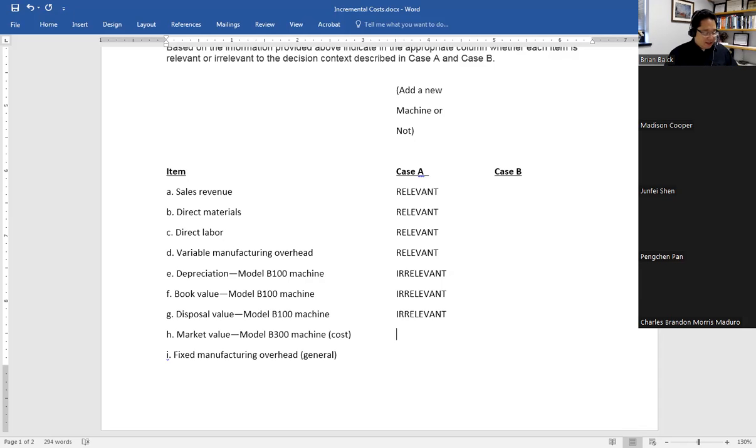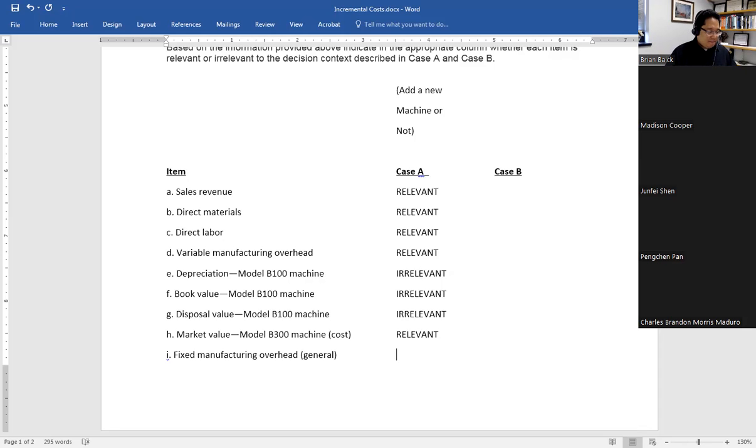What about the market value, the cost of the new machine? If I don't add a new machine, I don't have to buy the Model B300. If I add a new machine, then I have to worry about how much it costs to add Model B300. This is relevant. That's relevant.